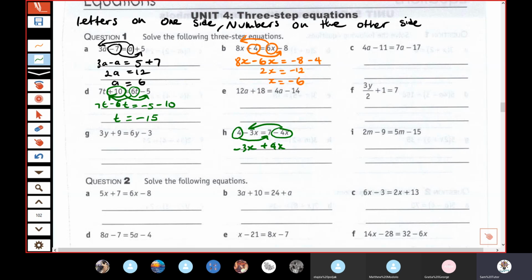This one is changing, so it becomes a plus 4x. This one's a 7, that doesn't change. This one's a plus 4, it's positive. We're going to minus 4. And then really 4 take away 3 is 1. The answer is just x equals 3.